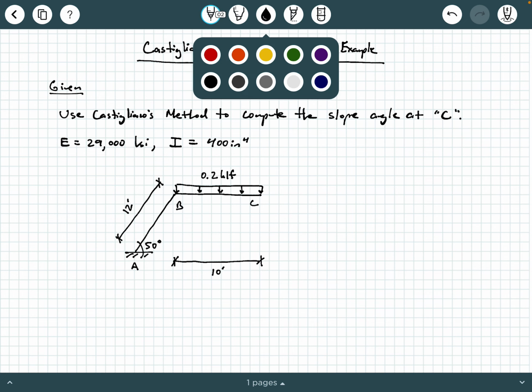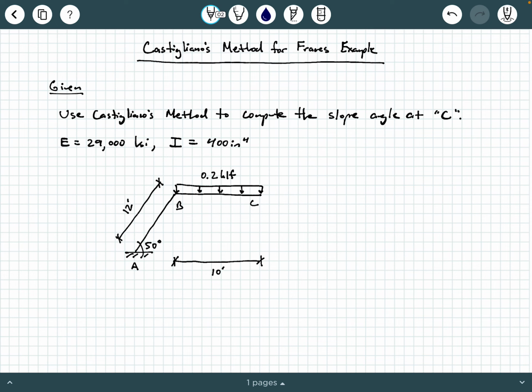Since our x coordinates are not defined, we're going to go ahead and define them for ourselves. Let's call x1 from C to B, and let's call x2 from B to A. That way we can avoid solving for external reactions. We can solve for those external reactions, but why do that when we can just avoid it?